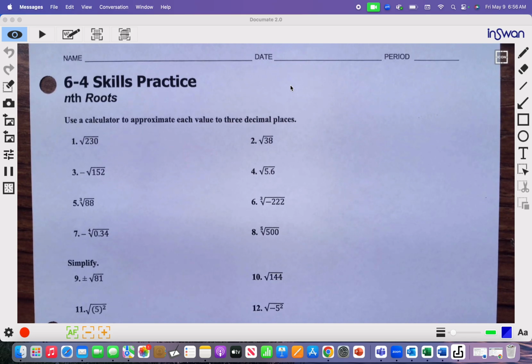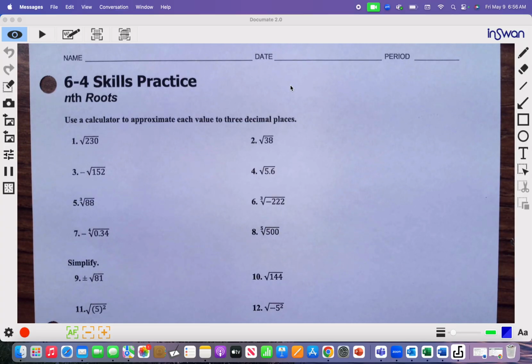This is 6-4, and we are simplifying radicals to the nth root. So for the first part, you're just going to use a calculator. On your calculator, you're going to put in radical 230, and you're going to go out 3 decimal places. So you have to round the next decimal place over.